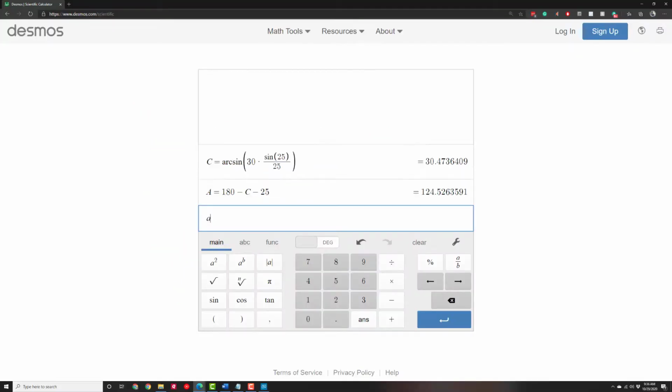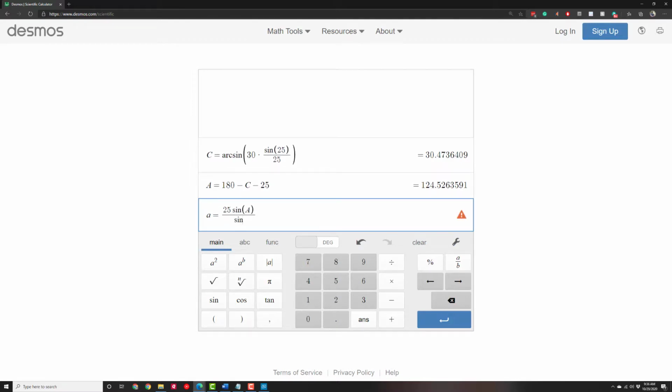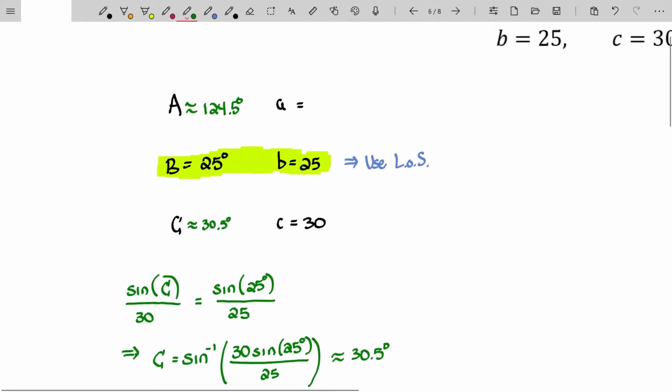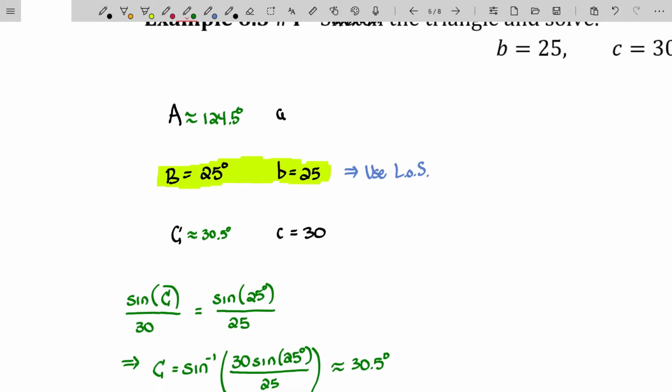So here, I'm just going to go side A is equal to 25 times the sine of angle A, which we have saved in there, divided by the sine of 25 degrees. And we get 48.7 is the length of A. That's rounded to the nearest decimal place. So I've written that in there, and I'm going to go up here and just say this is roughly equal to 48.7.